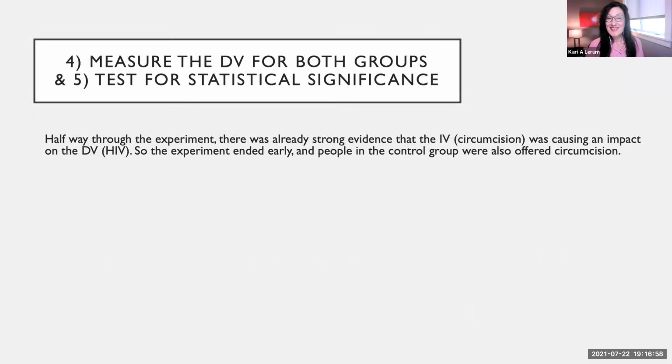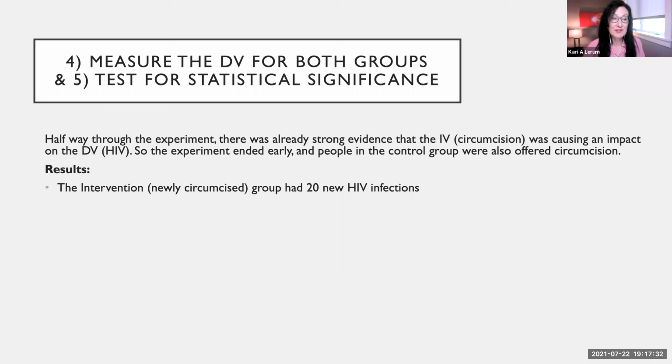Okay, then halfway through the experiment, researchers were already seeing a very strong evidentiary base that the independent variable, circumcision, was indeed having a dramatic impact on the dependent variable, HIV rates. So the experiment ended early because it would be unethical to continue, like they did with the Tuskegee syphilis studies. You have to stop once you can see the evidence and give people in the control group the option to also get the intervention, in this case, circumcision.